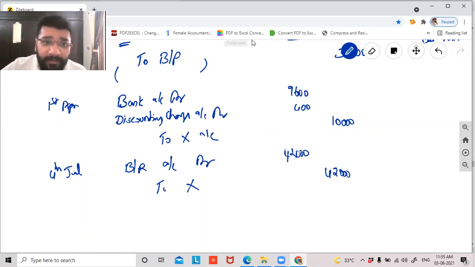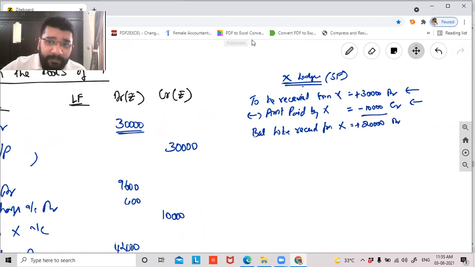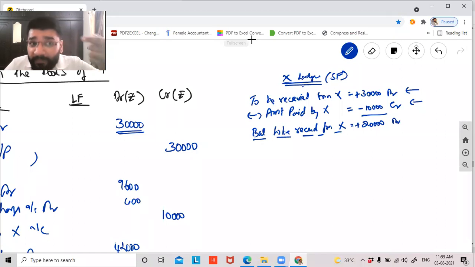Now, guys, coming back to the X ledger, 20,000 rupees was the balance to be received from X. Now, instead of getting 20,000 rupees as cash in bank, we got a 42,000 worth bill. Understand this? We were supposed to receive 20,000 rupees in the form of cash or bank. But instead, X gave a 42,000 worth bill.